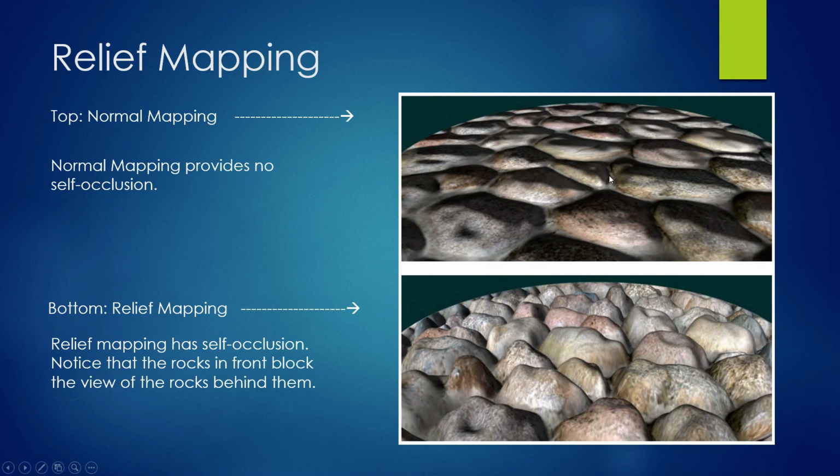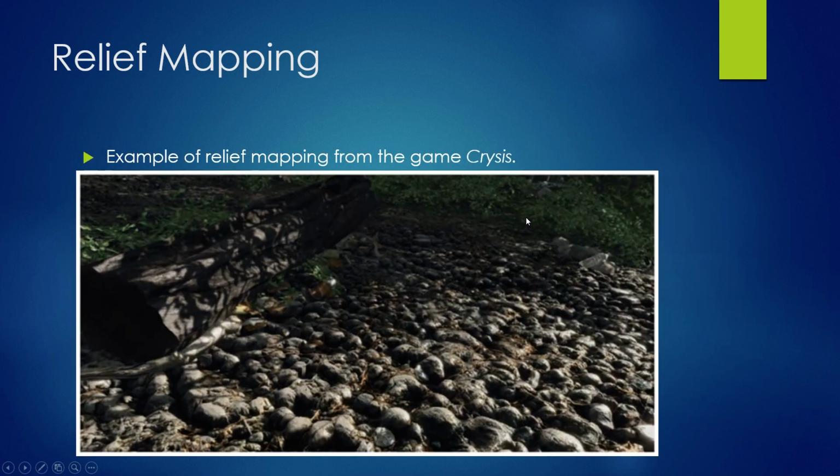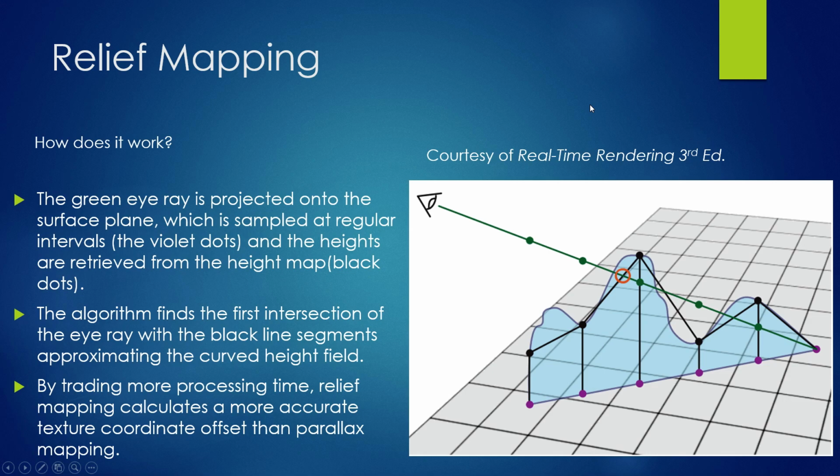Here's the difference between normal mapping and relief mapping, just to show how extreme that is. Here's an example of relief mapping from the game Crysis. That's how they do all these rocks here. And so, okay, how does relief mapping work?